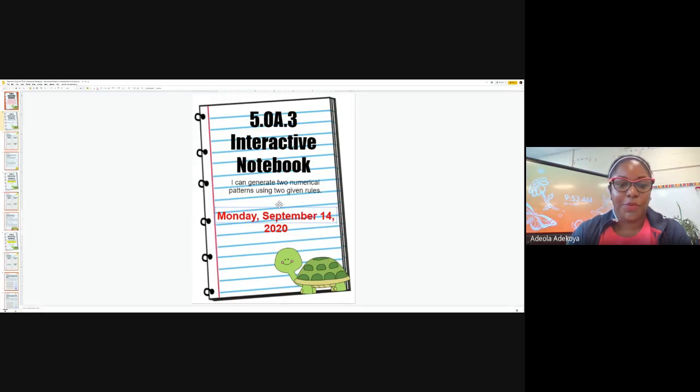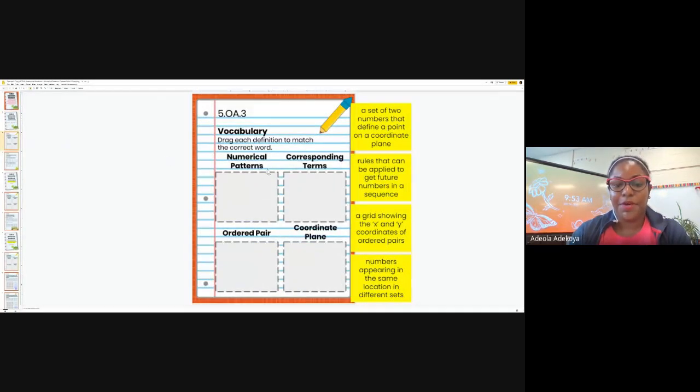We're going to go over these vocabulary words in a moment. The vocabulary we're going over is numerical patterns, corresponding terms, ordered pair, and coordinate plane. So let's start off with going from known to unknown. All right, so ordered pair.